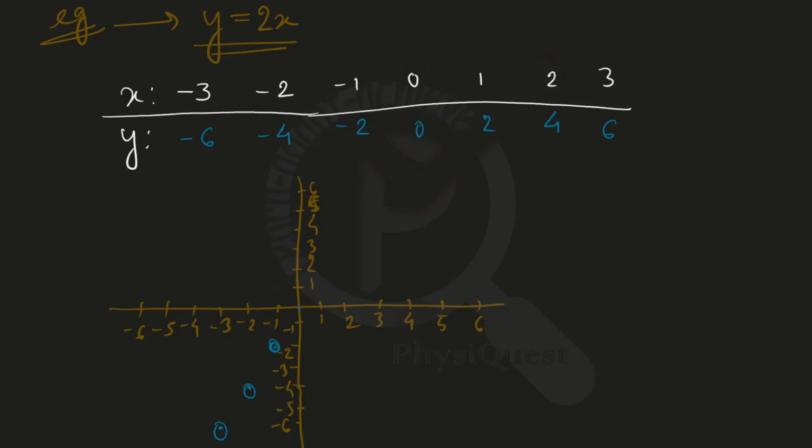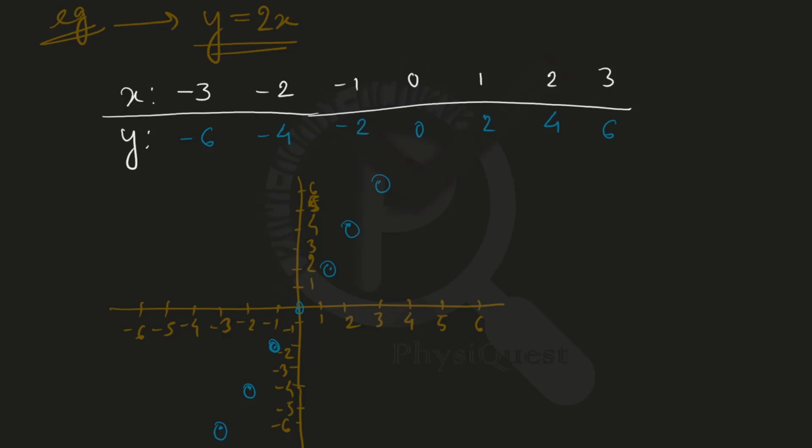For 0, I'm getting 0, so no issues. For x equals 1, I'm getting 2. For x equals 2, I'm getting 4. And for x equals 3, I'm getting 6. So now, how am I plotting this? These are some discrete points, but actually I can vary x from minus infinity to plus infinity.